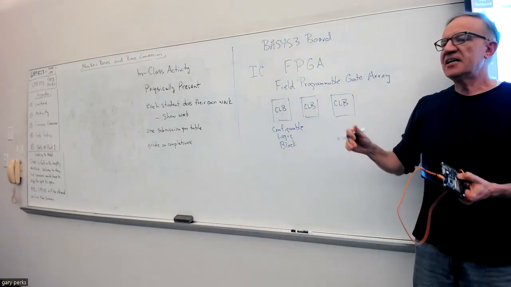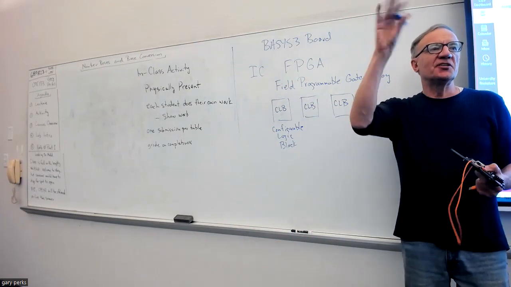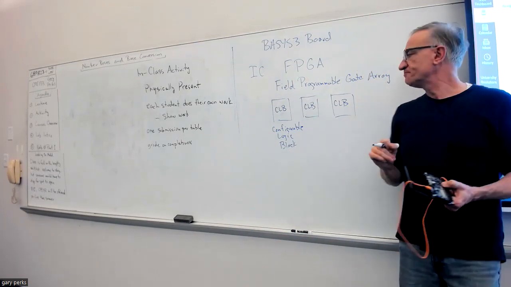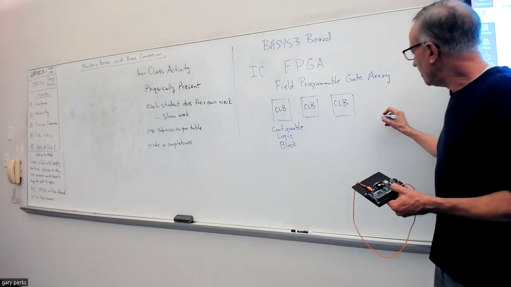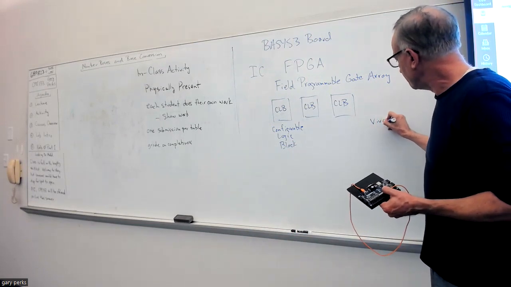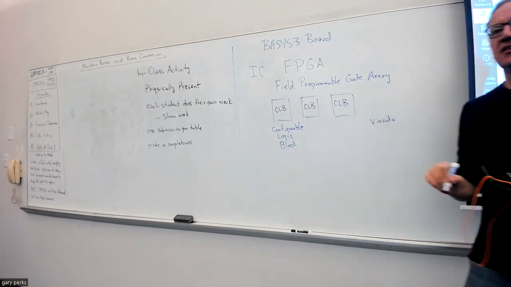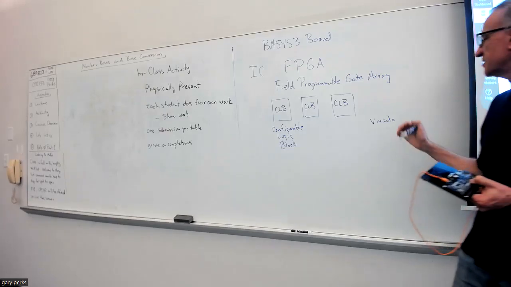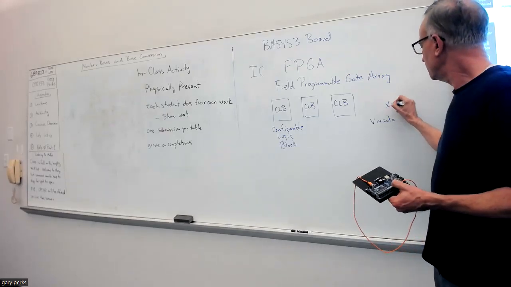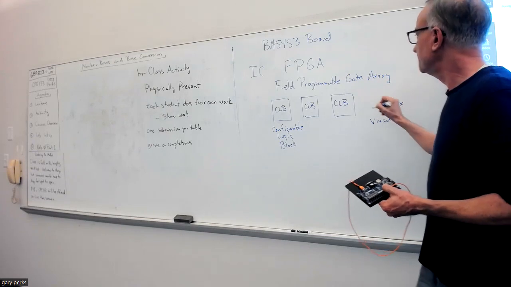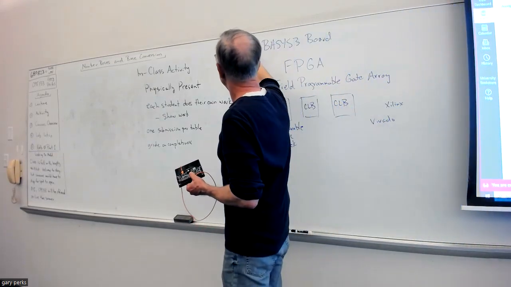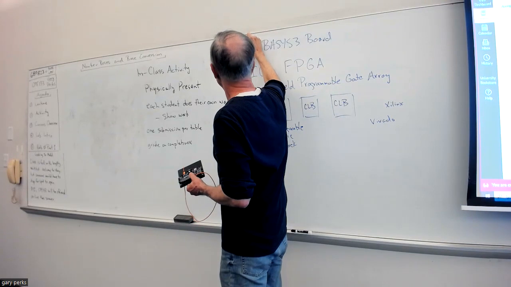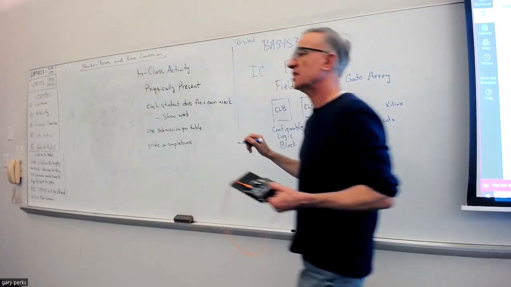Okay, so each one of these CLBs is like some sort of digital logic circuitry. Now, we also have software. That's Vivado. And hopefully you've had a chance to download Vivado from Xilinx. Xilinx is the producer of Vivado. Digilent is the manufacturer of the Basys board.